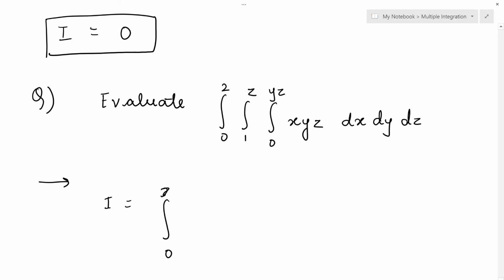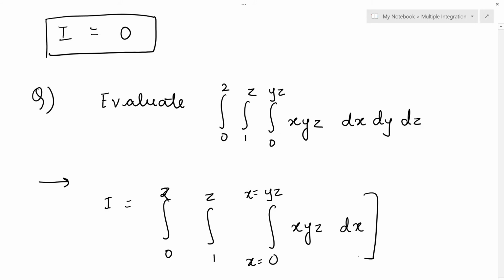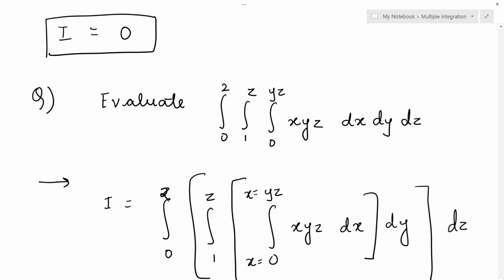So, outer limits are constant, inner limits are in terms of z, and the innermost limits are in terms of y and z. Since y and z are there, obviously this will be x, and you have to integrate with respect to x first. Next, what remains if x is used? Either you integrate with respect to y or with respect to z. That is your choice. Let me integrate with y first, and lastly I will integrate with z.